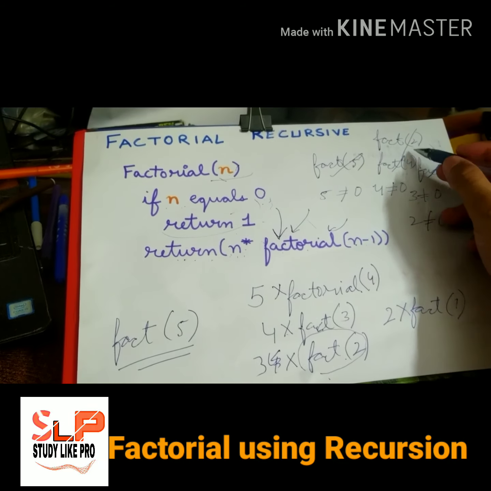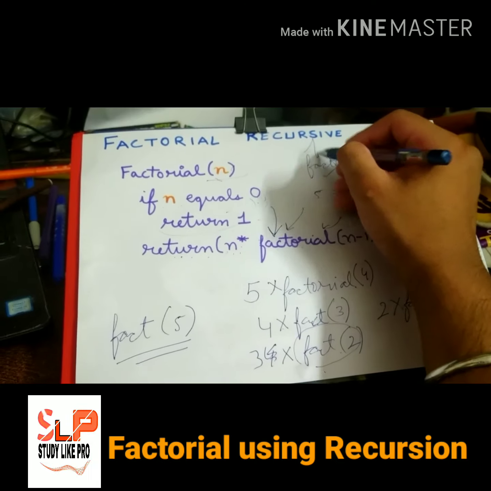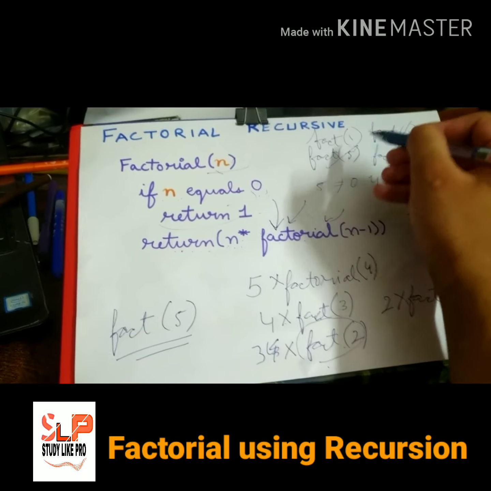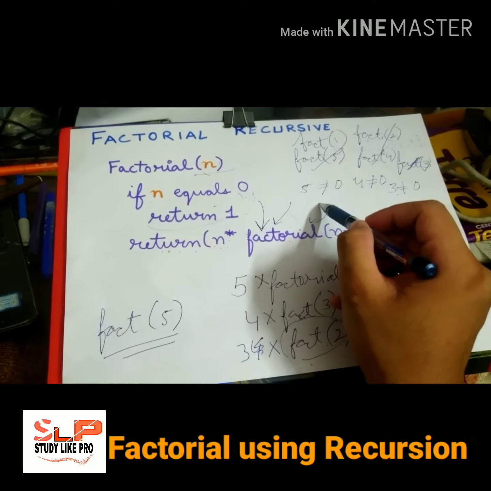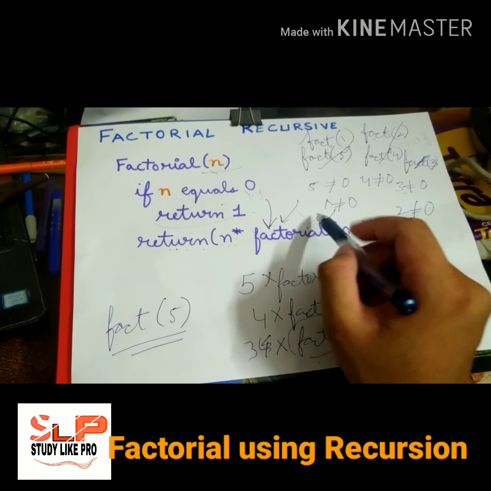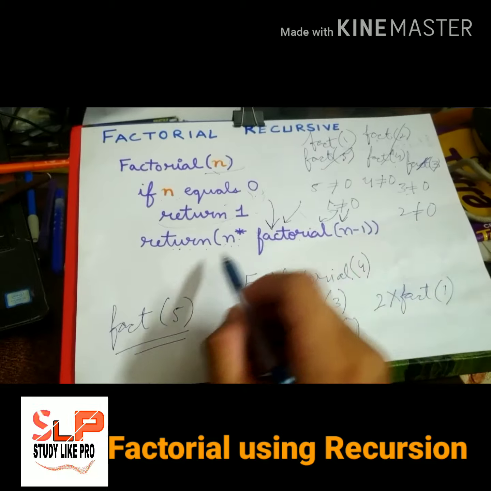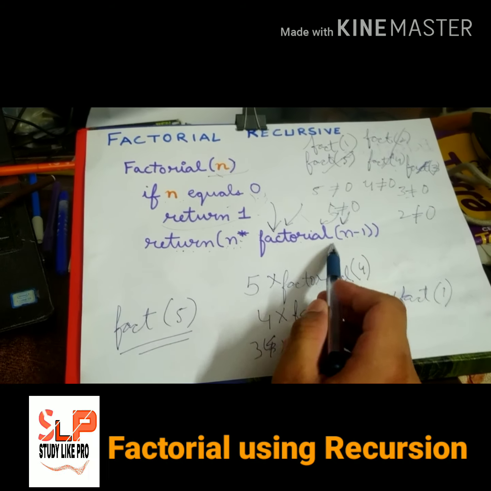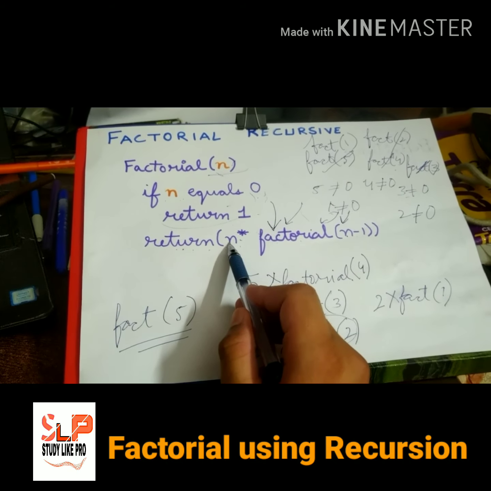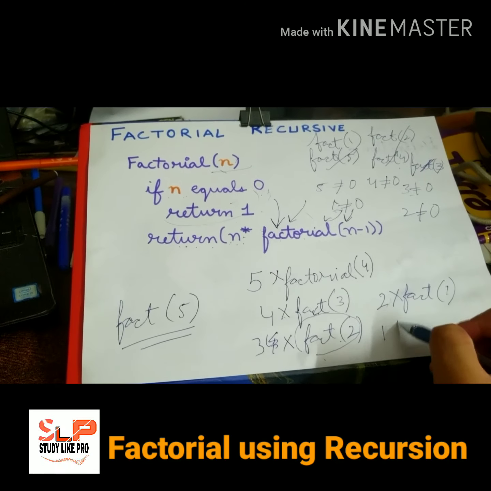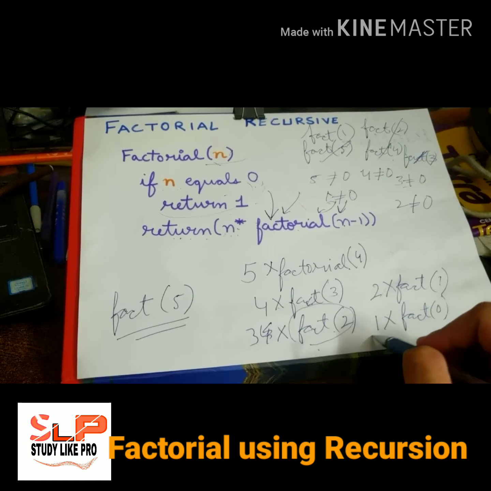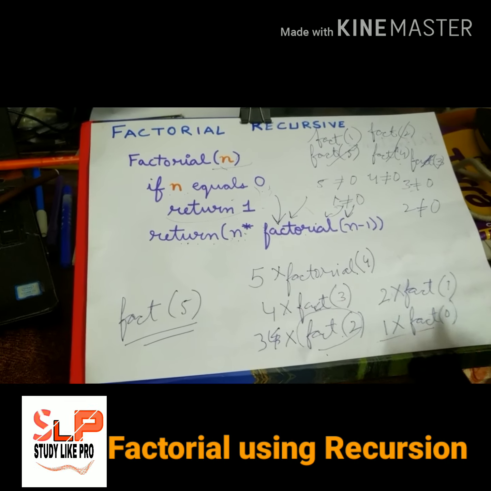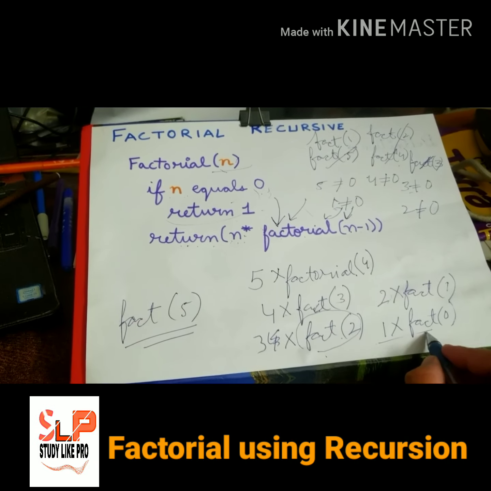Now there will be no factorial 2. There will be factorial 1. If n equals 0, so 1 is also not equal to 0. So it will come to this statement. Now return n into factorial of n minus 1. That is, n's value is 1. So 1 into factorial of 1 minus 1, that is 0.